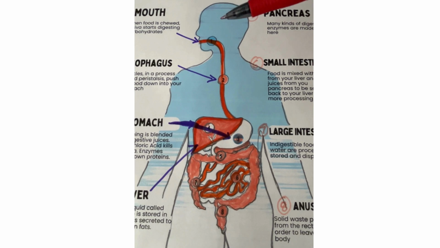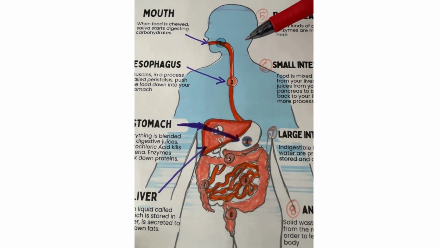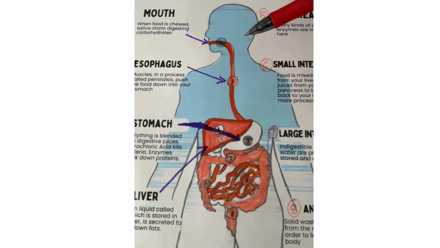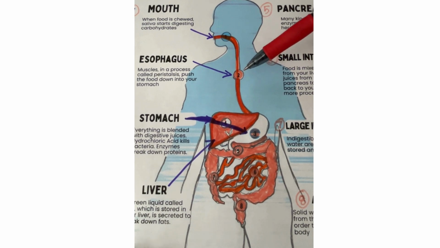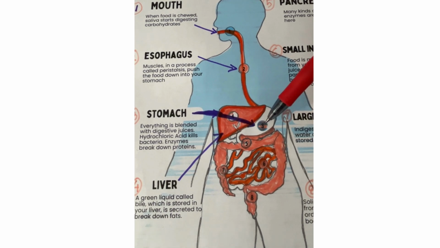So guys, this is the digestive system here. You can review, draw a diagram and label it, practice and color it, and make a note. It can help you. You start with the mouth, where food is chewed and saliva starts digesting carbohydrates. Then the esophagus, where muscles in the esophagus push the food down in a process called peristalsis into the stomach, then the liver, pancreas, small intestine, large intestine, and anus.